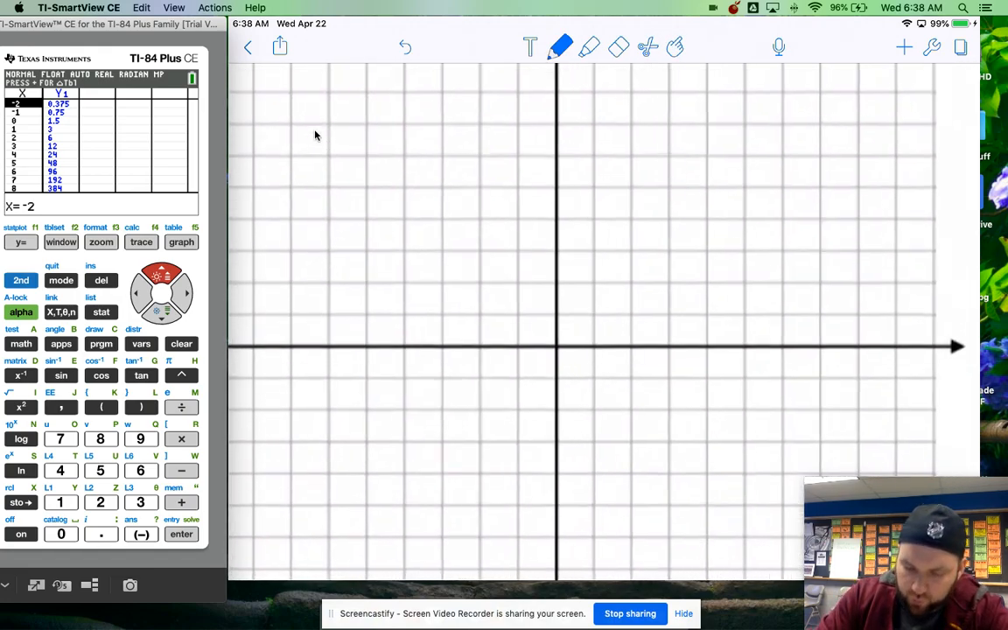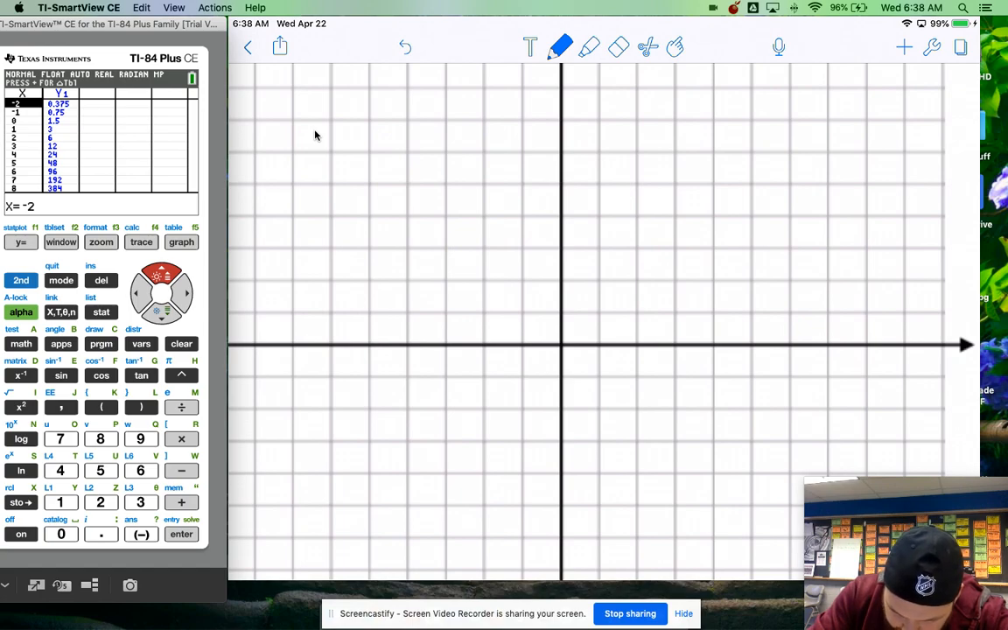Negative 2 comma 0.375. Now, this is not going to be exact. You're just going to do your best. The next one was negative 1 comma 0.75. And then 0 was 1.5. And then for positive 1, it was 3. And then for positive 2, the y value is 6. Okay, so we get this kind of set of points, and the question is, what do we do with this?